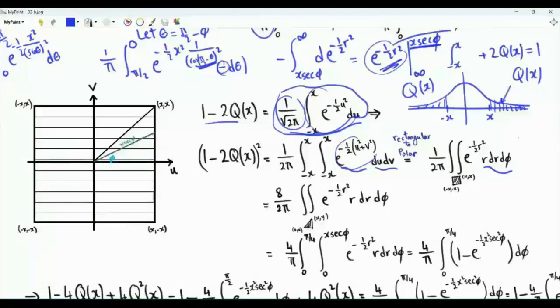What about the limits of integration? Note that due to symmetry, this integral can be carried out over this triangle, and then we can multiply the result by 8.